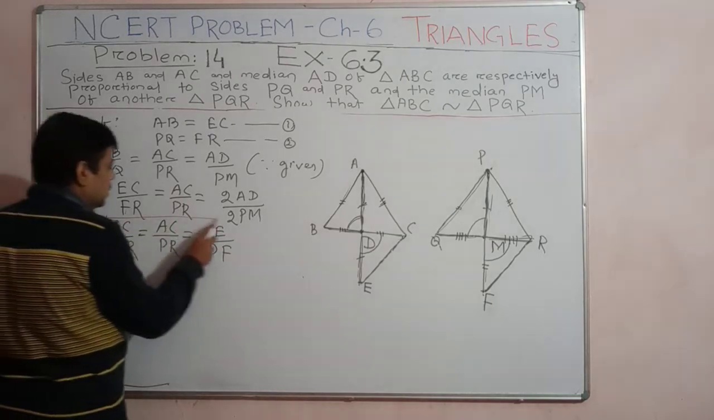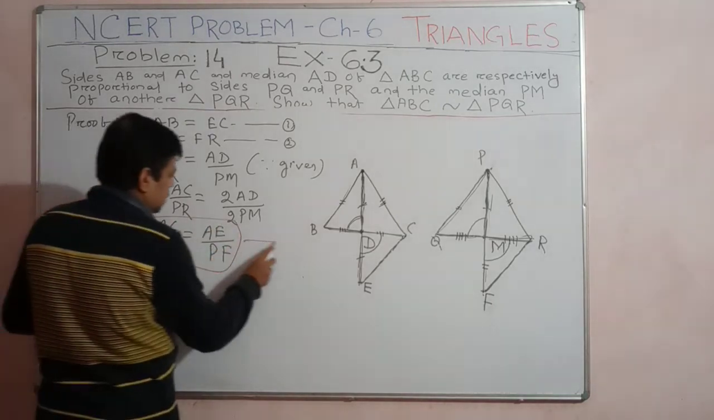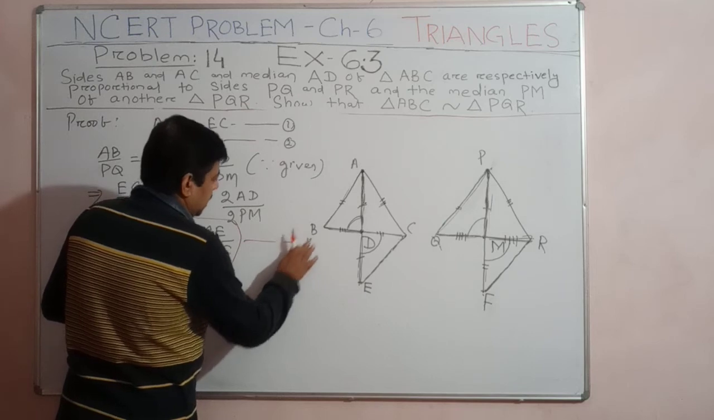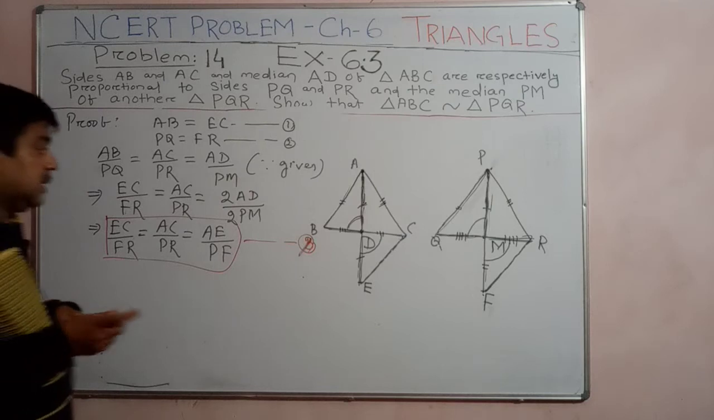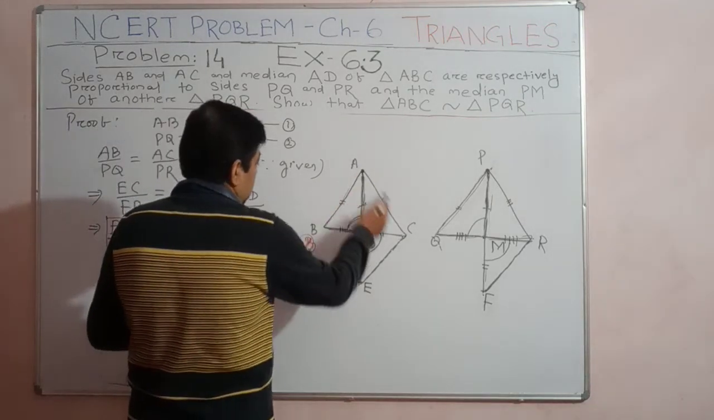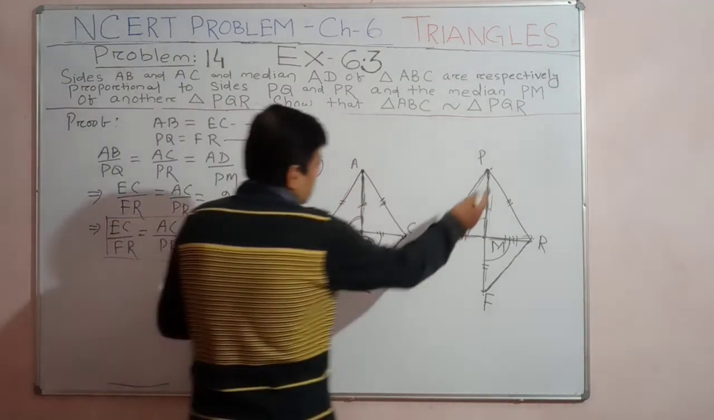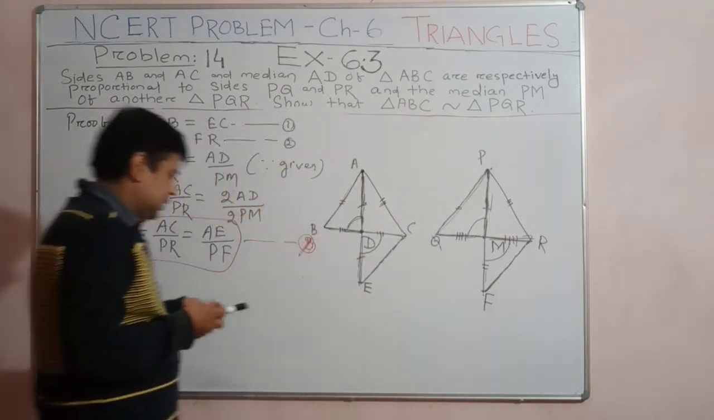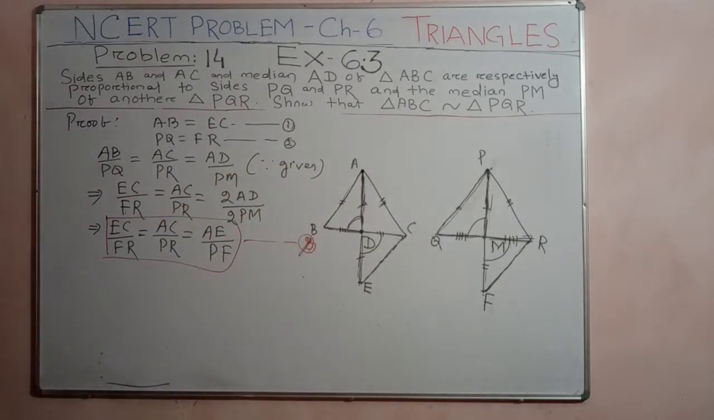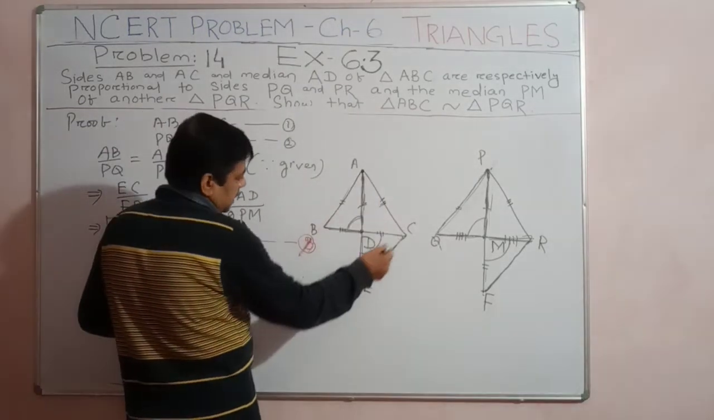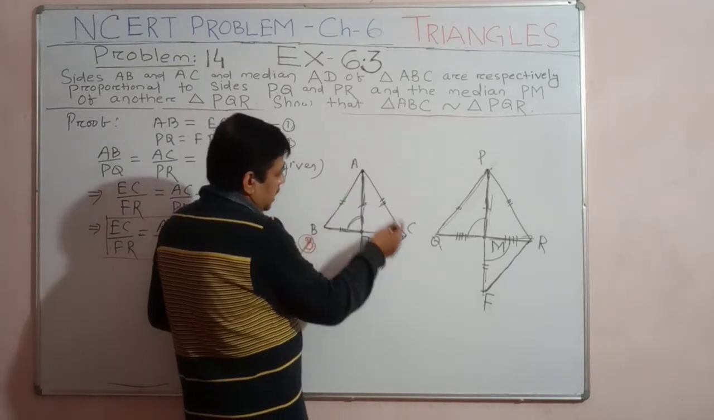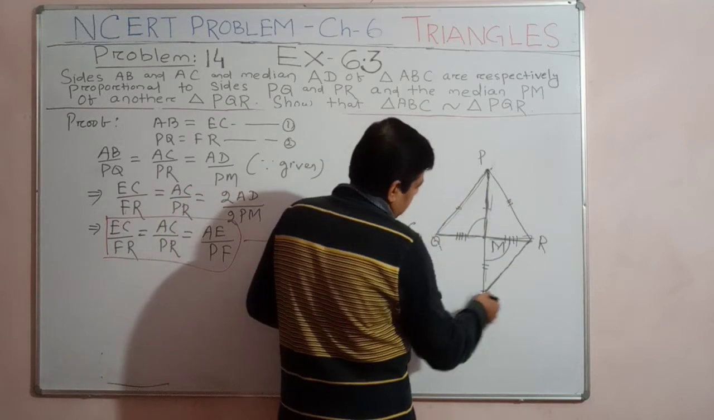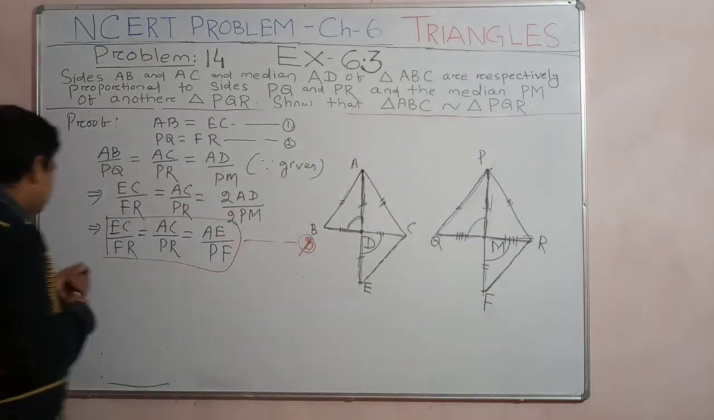Okay, understand? Look here. This is the third point we got. From this point you clearly understand. In triangle ACE and triangle PRF. Are you observing? Do you notice? Triangle ACE and triangle PRF. What are you finding?